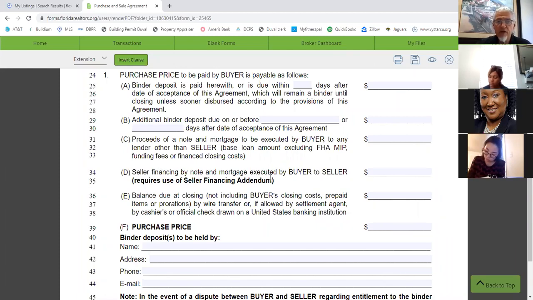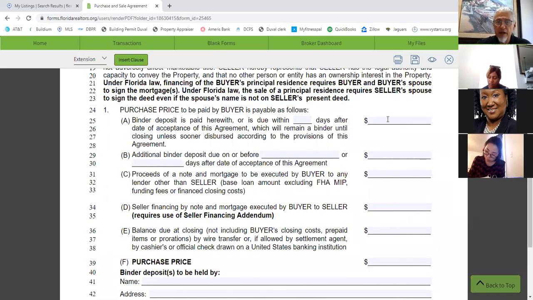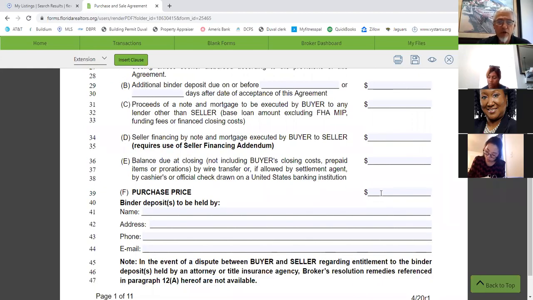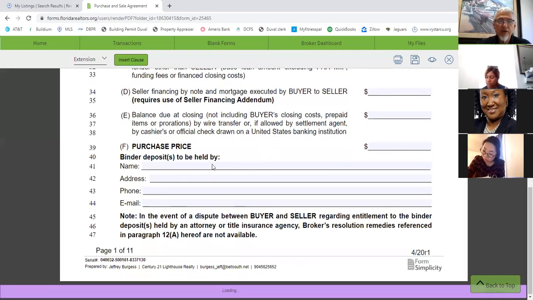Then the seller's financing, if the seller is financing, you would put that amount here. And then if you take this amount minus the proceeds of the mortgage, minus the purchase price, you're going to come up with the balance due at closing. Again, a mathematical calculation, and that's what goes in this line. So this plus this plus this should equal this. All right. Binder deposit to be held by.